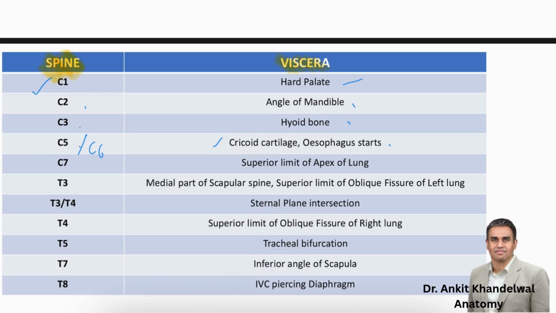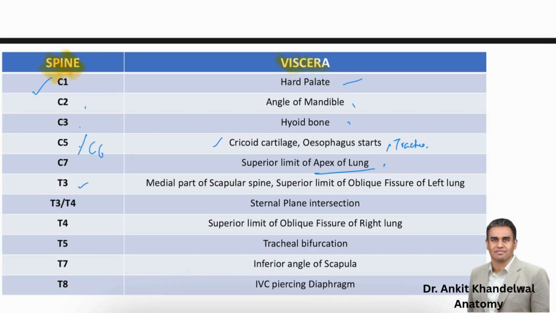Now here we can add a couple more things, that at the C5 spine or C6 body we will also have the beginning of the trachea. So the trachea will also begin here, and you can also say the pharynx ends here. At the C7 spine we have the superior limit of the apex of the lung, so that is very important, where the apex of the lung lies, so you can have a good idea of it.